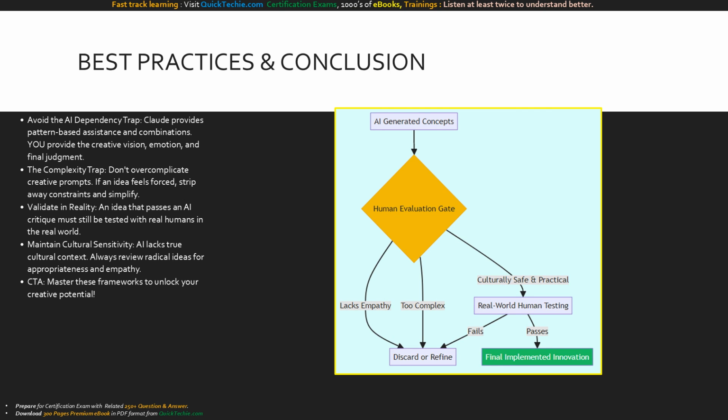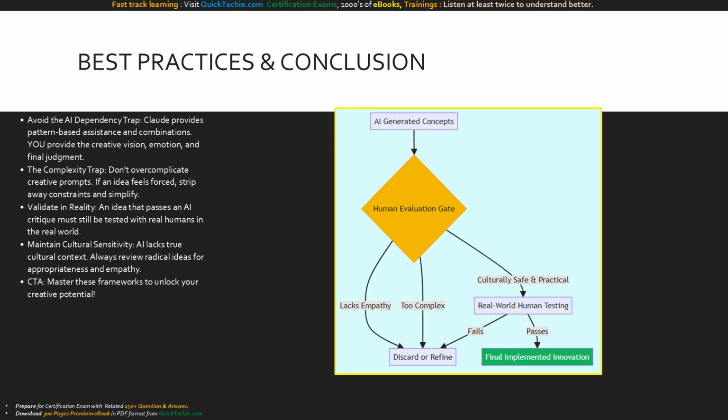As we conclude our training on creative brainstorming, we must establish some critical best practices. First, avoid the AI dependency trap. Claude is a combinatorial engine. It provides amazing pattern-based suggestions. But you must provide the emotion, the cultural awareness, and the final artistic judgment. Claude can't feel.